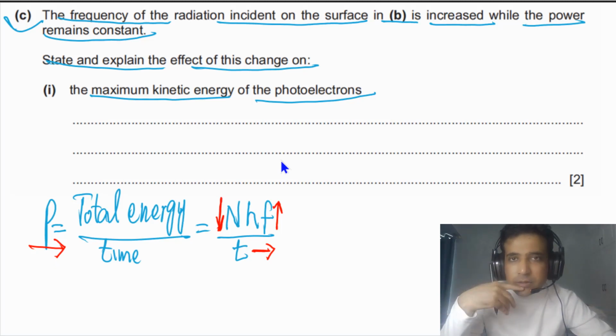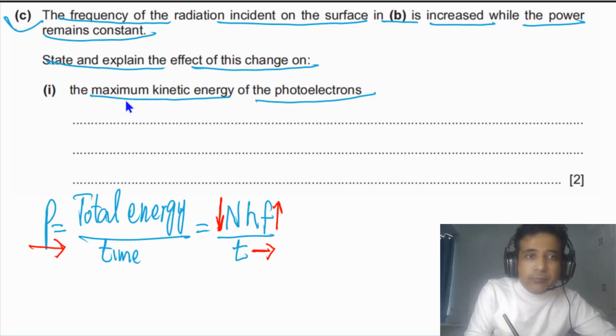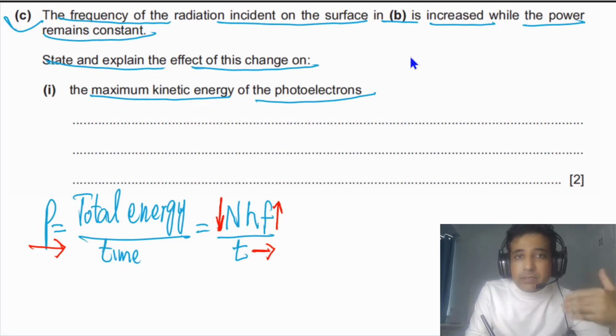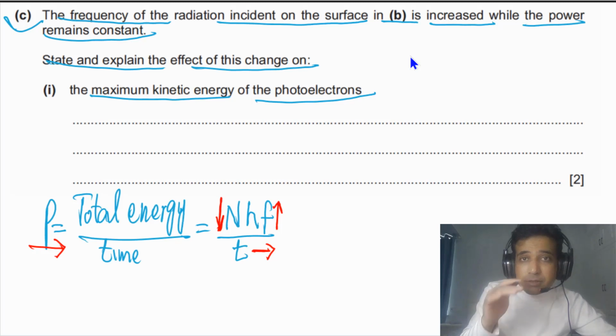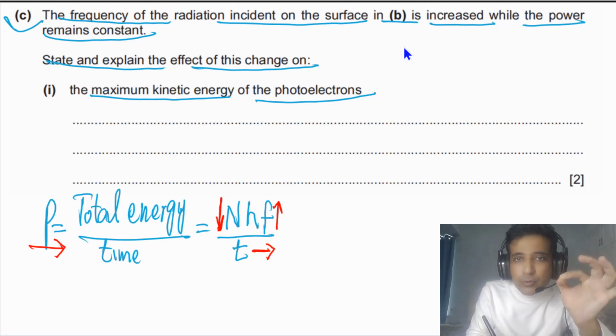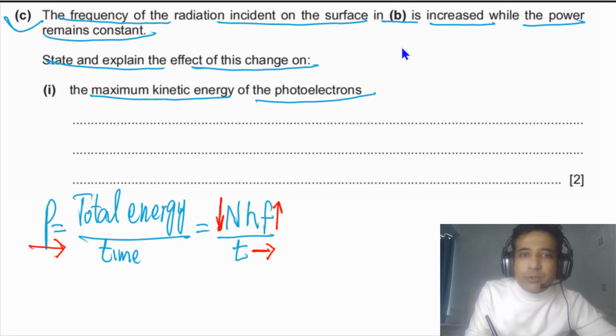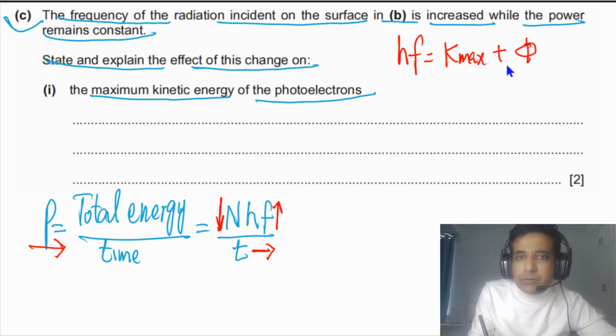And we need to compare that with maximum kinetic energy, meaning what is the effect on maximum kinetic energy. But work function of the metal in this case is constant. We're using the same metal. So simply you have to write the photoelectric effect equation. So we can write hf equals K max plus work function. So K max we can make the subject: K max is equal to hf minus work function.